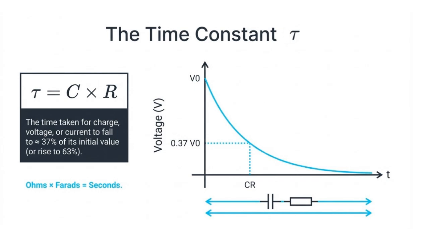It's calculated by multiplying the capacitance, measured in farads, by the resistance, measured in ohms. The time constant tells us how long it takes for the voltage, current, or charge to drop to about 37% of its original value, or to rise to about 63%, depending on the situation. On the graph, you can see the voltage starting at its initial value and gradually decreasing over time. The point where it reaches 37% of that initial voltage corresponds to one time constant.